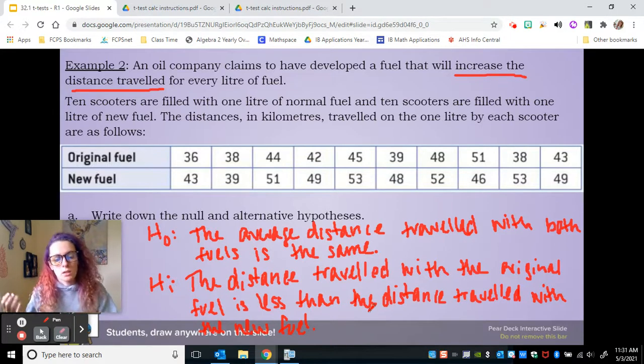You could also say that the distance traveled with the original fuel is less than the distance traveled with the new fuel. And I only flipped it around just because of how the directions were set up for us, that it usually puts list 1 first and then list 2.